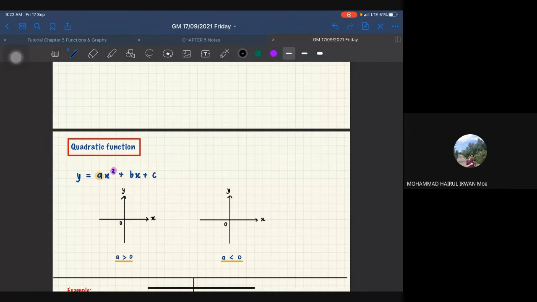So bila positif, bila awak rasa positif, awak akan tersenyum. So graph awak dia akan jadi macam ni. Senyum. It's a smile one. Okay, tapi bila awak ada a is less than 0, which is negative, so maksudnya awak tengah sedih, graf awak akan jadi masam. Macam tu.